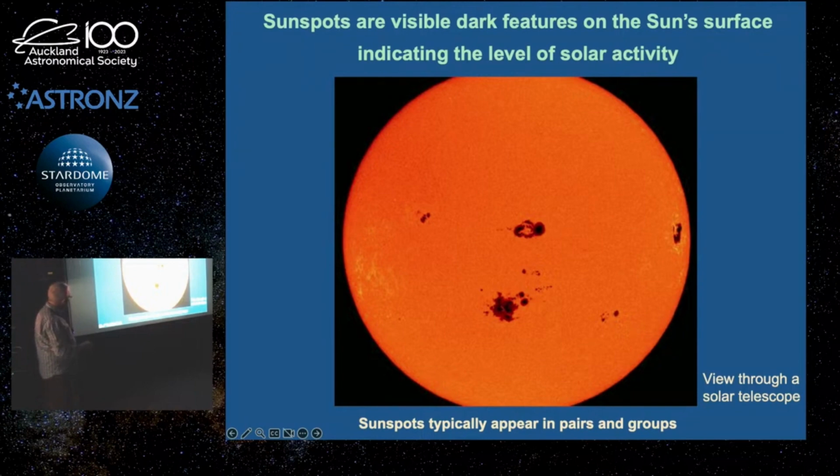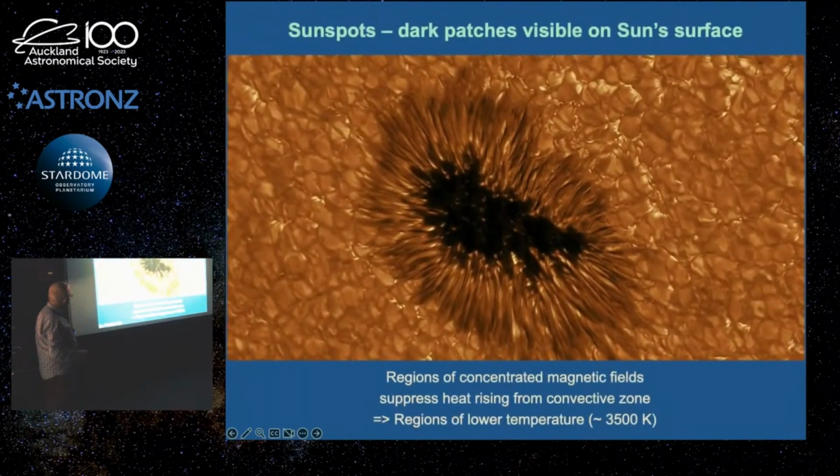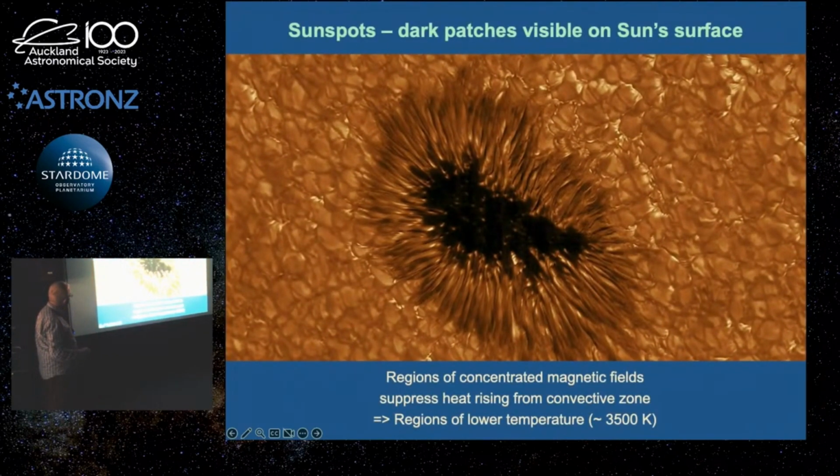Surface of the sun with these dark spots on it, and they're called sunspots. And just a close-up of a sunspot. That's what they look like. Those darker spots there are still very, very hot, but they're cooler.